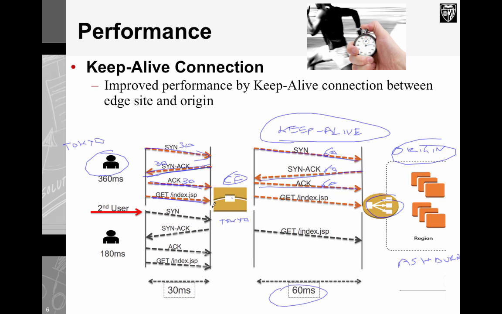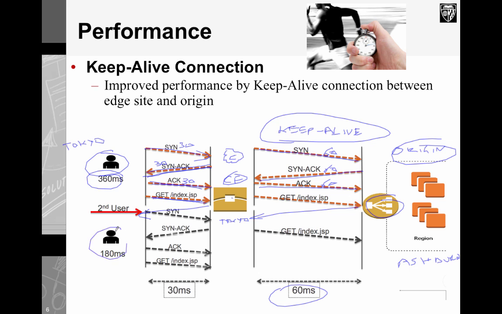Finally, the GET request comes in for the content, which ends up going to the origin. The origin sends the response back, which is cached, which is then put in the local cache, and then the response is back to the client. That's 360 milliseconds. Nothing has changed with Keep Alive connection for the first connection. But let's say the second user comes in.